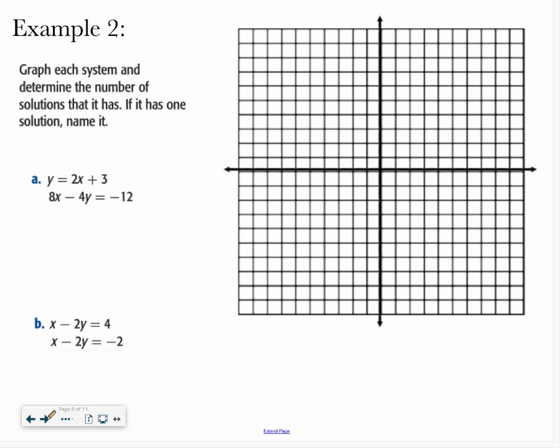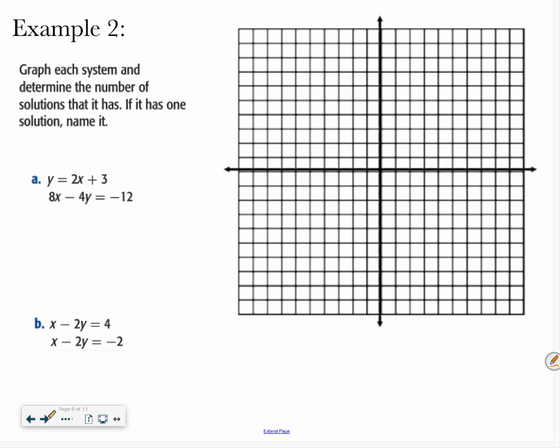Let's look at example 2. Now we're going to graph each system and determine the number of solutions that it has. If it has one solution, you name it. Okay? So let's start by graphing our first line. We have y equals 2x plus 3.